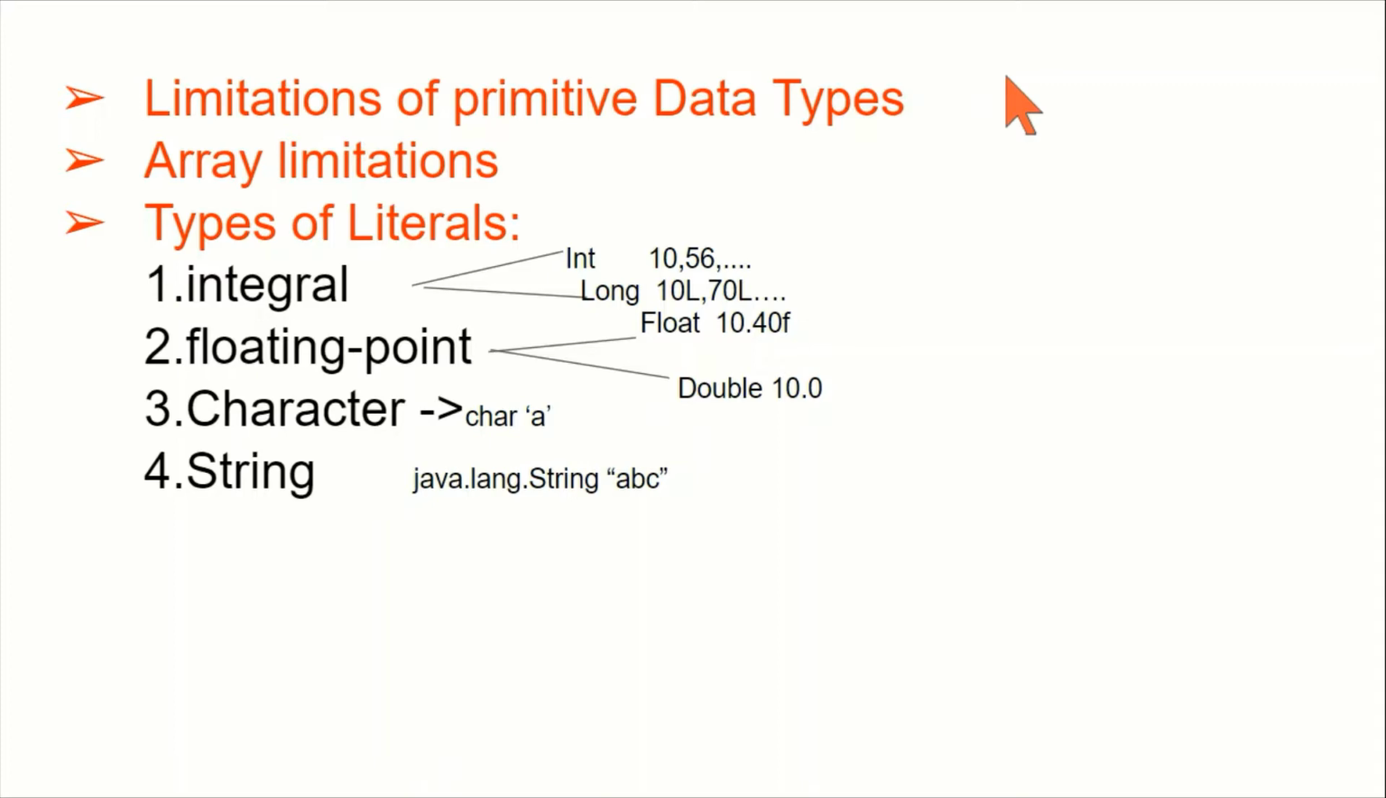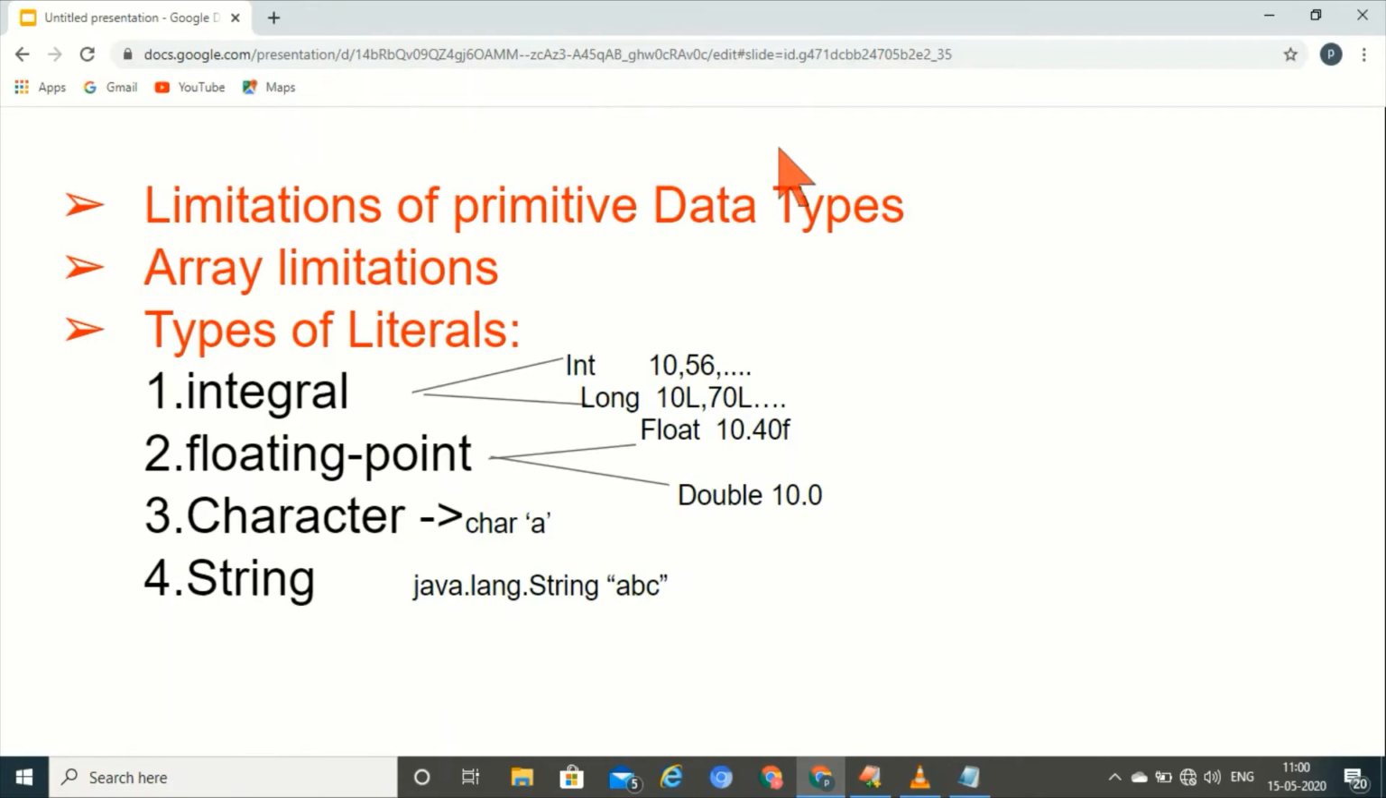To solve the above problem, to group all values to send them as a single unit from one application to another application as a method argument or return type, we must store them in continuous memory location. This can be possible by using reference data types. What is meant by array? Array is a reference data type used to store a fixed number of multiple values of the same type in continuous memory location.